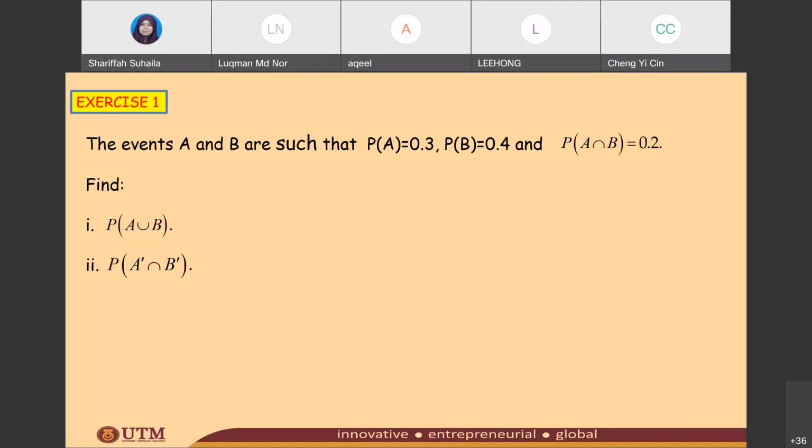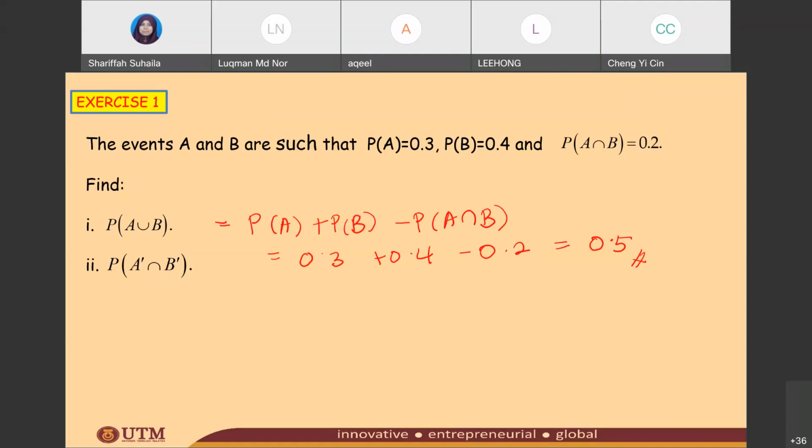So again, kita dah tahu dia punya ni. So apply additive rule: probability of A plus probability of B minus intersection. Okay, kita dah ada 0.3 plus 0.4 minus 0.2. So you will have 0.5. Itu direct je lah sebab kita pakai additive rule of probability.